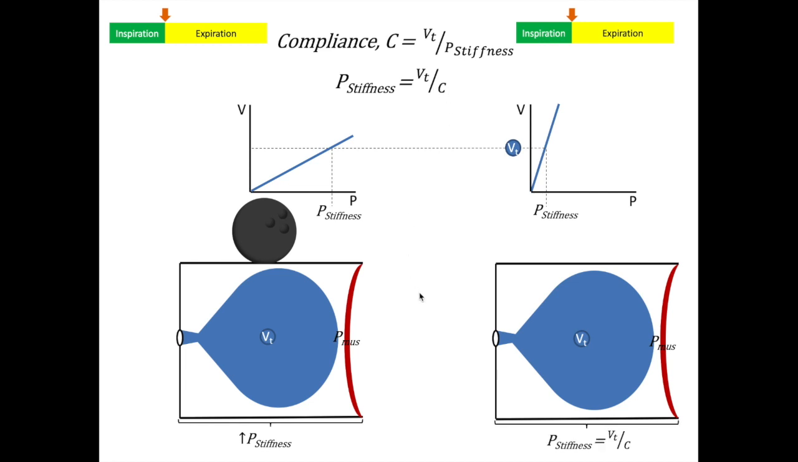And we can put that into our expressions down here. This system has a high compliance or a high slope, meaning it doesn't take very much pressure to get to your tidal volume. So this is a high compliance system. Whereas this system here is a low compliance system. It takes a lot of pressure to get to the same tidal volume. So this system has low compliance, or it's very stiff.